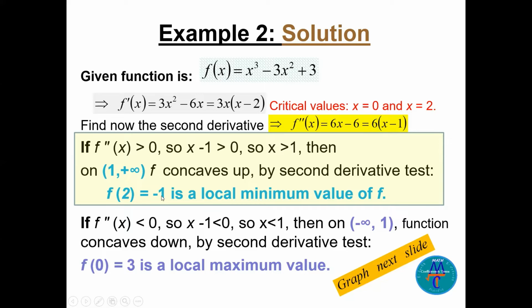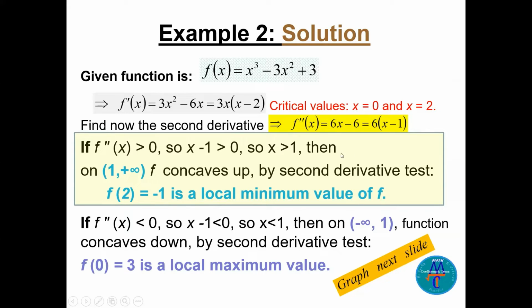Now be careful here. You are using the second derivative test, but you have to use the critical values and you have to use the function itself and the second derivative. So from 1 to infinity, the function concaves up like this. So there is a local minimum at 2, the critical value. Put 2 in the function, you will get f of 2 is minus 1. This is the minimum itself.